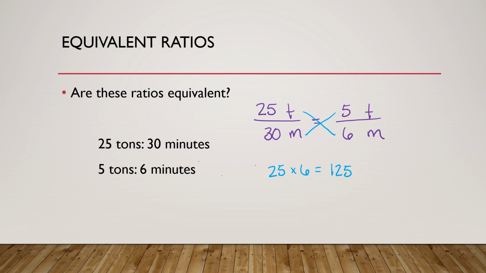And then 5 times 30. And we know that 5 times 3 is 15, and we just need to add that 0. So is 125 equal to 150? No, it is not. So those are not equivalent ratios.